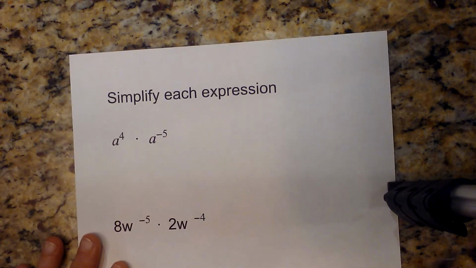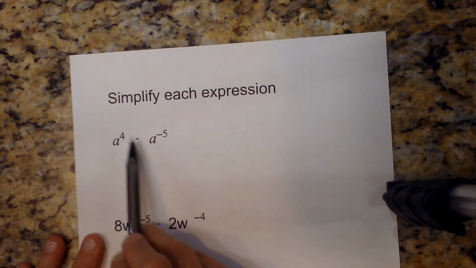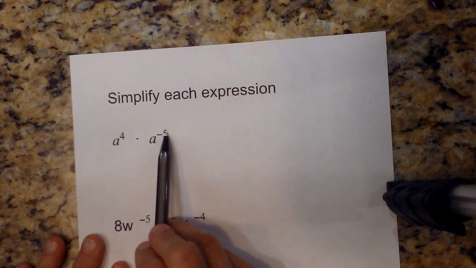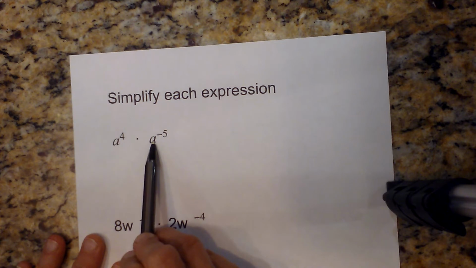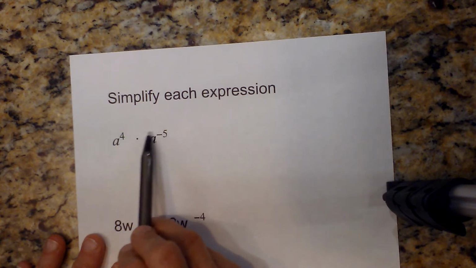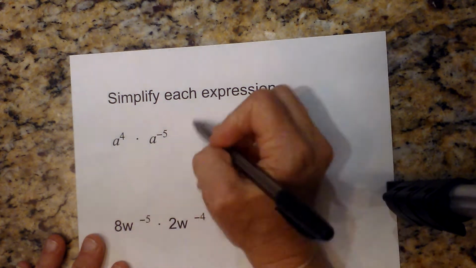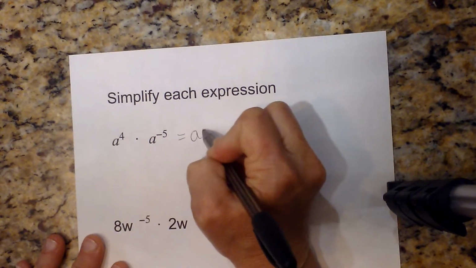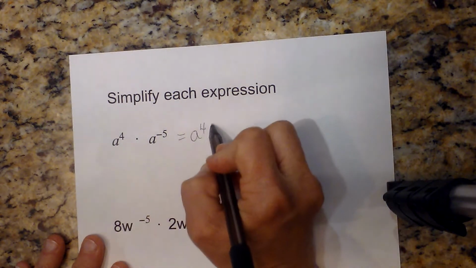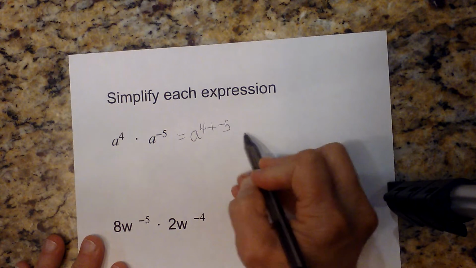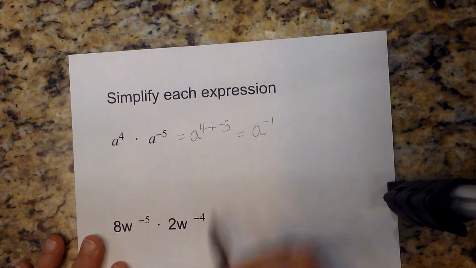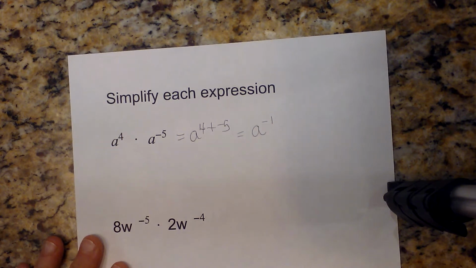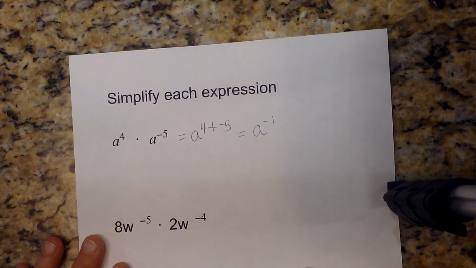So here's our first example. We have a to the fourth times a to the negative fifth. Since the bases of the exponents are the same, we're going to add the exponents because we're multiplying. So we're just going to take a to the 4 plus negative 5, and we're going to get a to the negative first. Okay, now I'm going to show you why that rule is true.